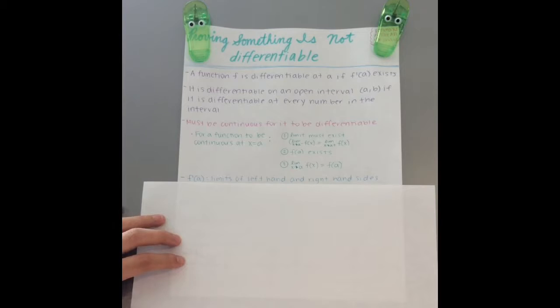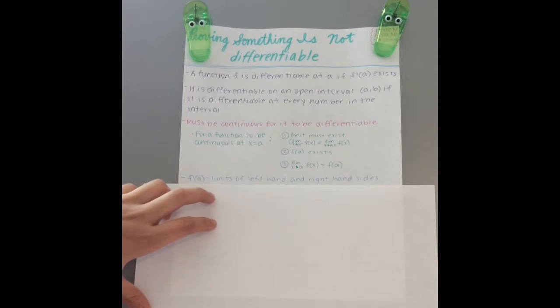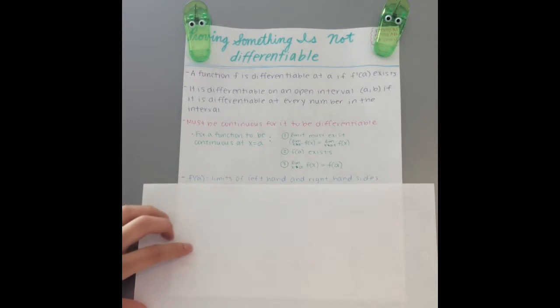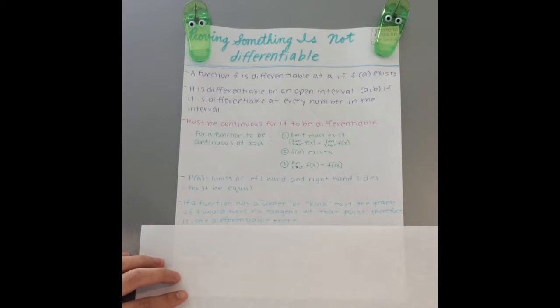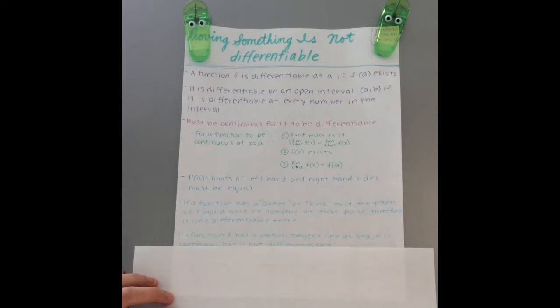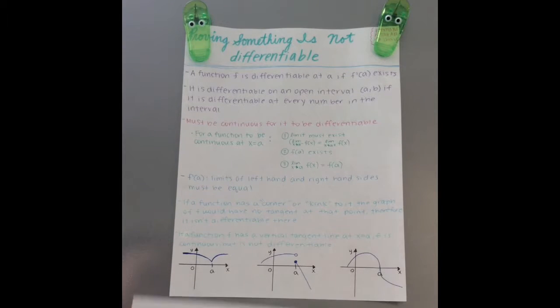Another rule for f of x to be differentiable is that for f prime of a, or the derivative, the limits of the left hand and right hand side must be equal. If a function has a corner or a kink to it, the graph of f will have no tangent at that point. Therefore, it isn't differentiable there. Also, if a function f has a vertical tangent line at x equals a, f is continuous, but it is not differentiable. So these are some graphs that show what I'm talking about.